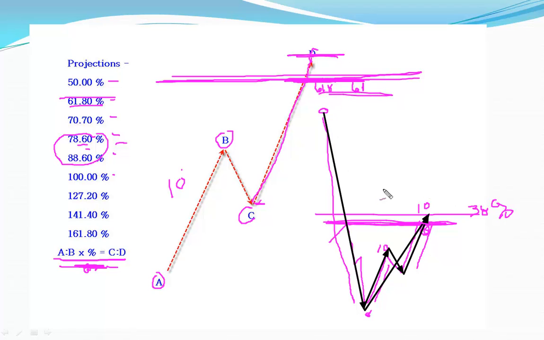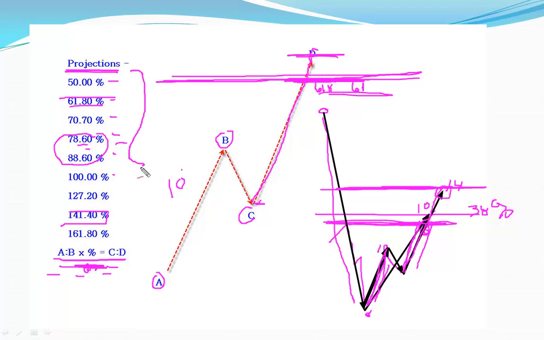Now, what if your 38% retracement was up here, and this was 14 points off the low, off that swing? Meaning that this right here, let me just draw this out. This right here, this swing was 14 points. This was 10. It would still actually qualify as an A to B, C to D, but it would be A to B times 141% equals C to D. So although this swing up is much larger than this first swing down off the low, that still qualifies it.